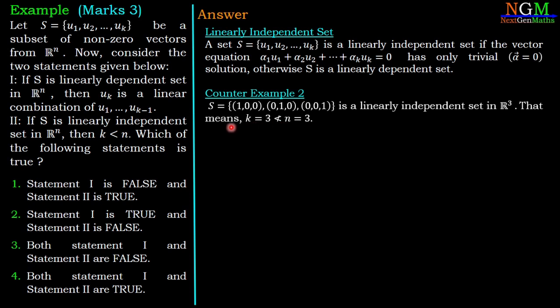So statement 2 says that if S is linearly independent, then k must be less than n. Here we have an example where S is linearly independent but k equal to n. So statement 2 is also a false statement. Therefore, option number 3, which says that both these statements are false, is the correct option.